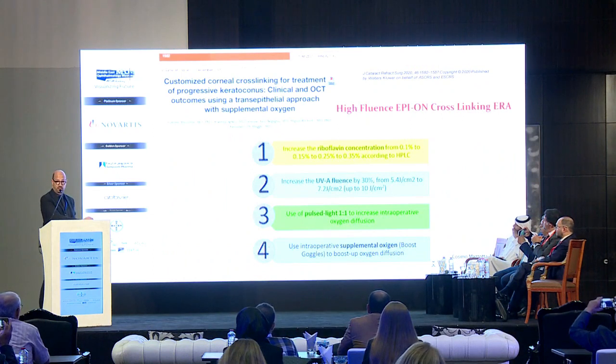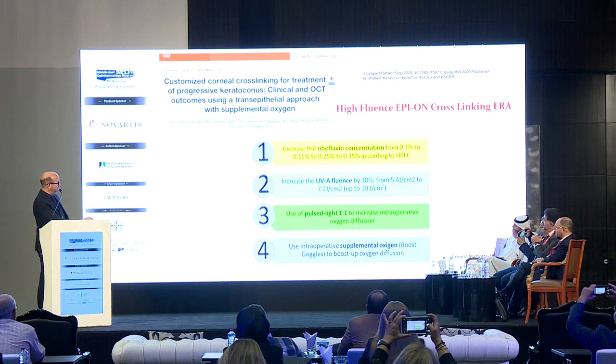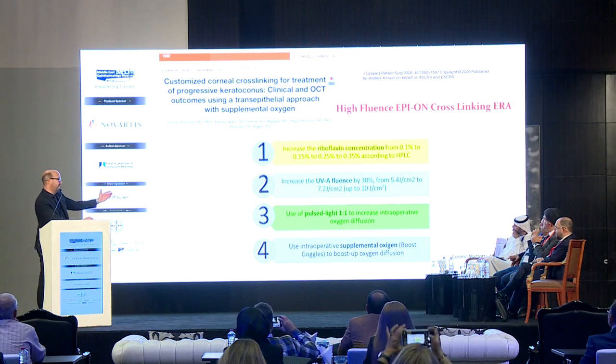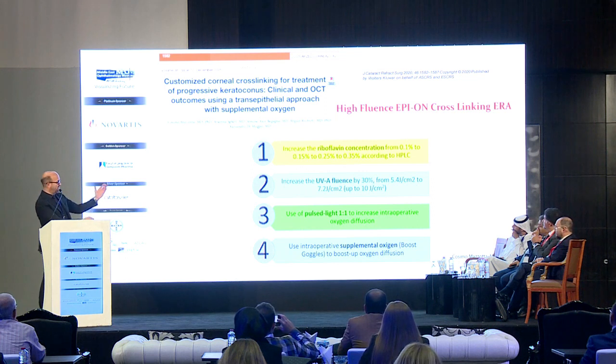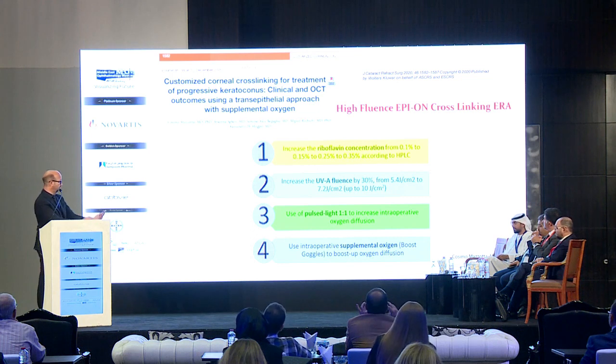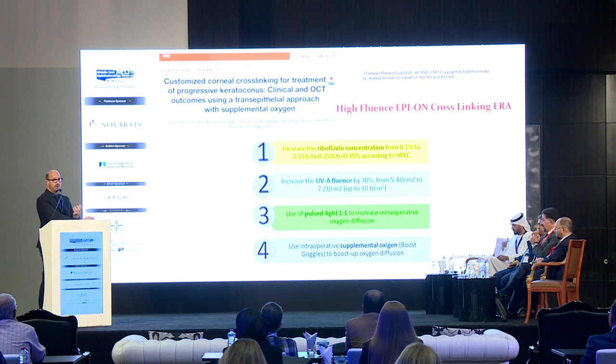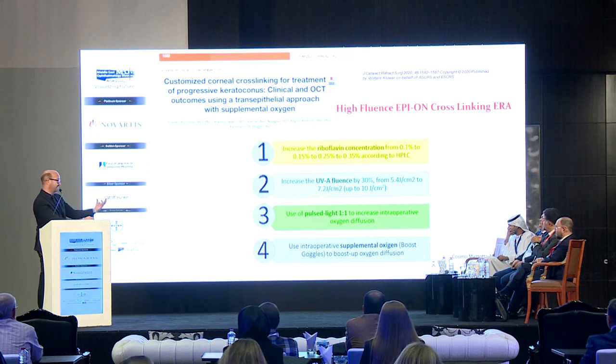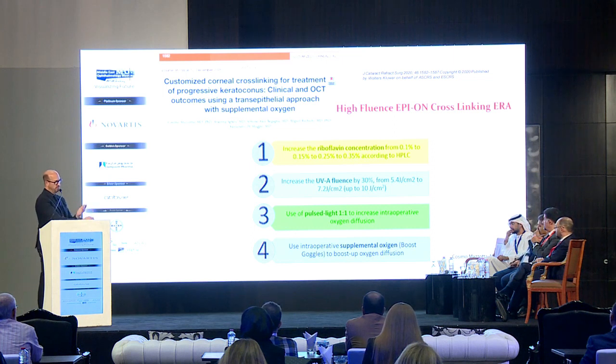What's new in the epi-on? In epi-on, we are increasing the riboflavin concentration, from 0.1 of the epi-off, we are going to 0.25, 0.22. We are increasing the fluence. This is the era of fluence. The fluence is the most important if we want to improve the efficacy of this kind of treatments. By 30%, 7.2 instead of 5.4, but also up to 10 at this moment. We are using the pulsed light and also sometimes the oxygen.